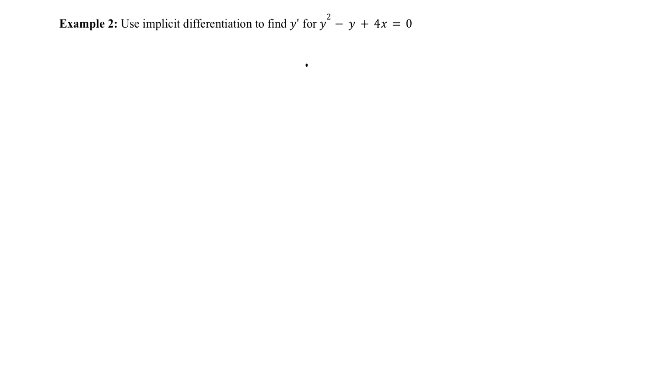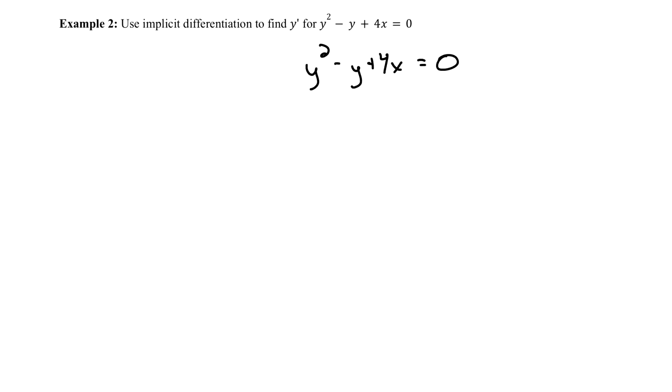On this page, we're going to do a lot of examples with implicit differentiation so that we can wrap our heads around that process and just see a lot of different examples. So I want to use implicit differentiation to find y prime for the equation y squared minus y plus 4x is equal to 0.